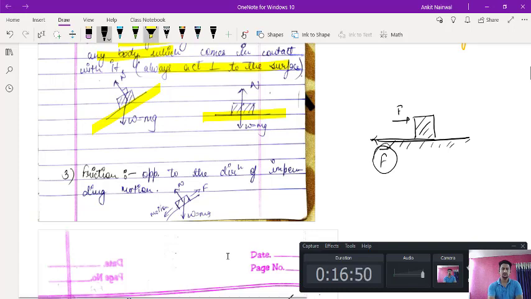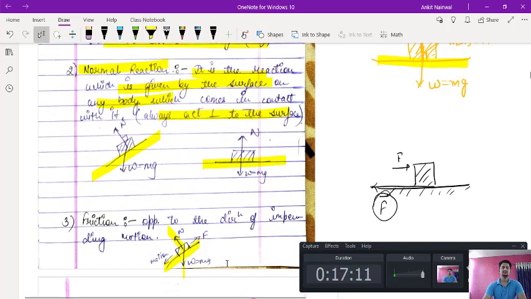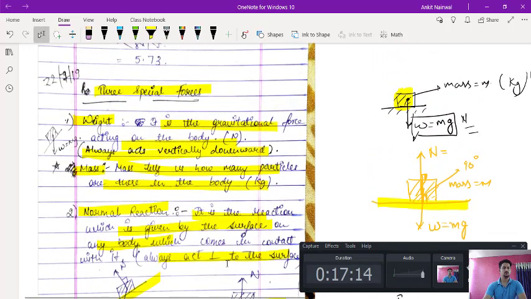Suppose the surface here is inclined, this body is kept here, the weight will be acting downward, the normal reaction force will be acting upwards, always perpendicular to the surface. Now if the body is going this way, the frictional force will be acting in the opposite direction. These are the three special forces you must know about, weight, normal reaction and frictional force. For today's lecture, this much is sufficient.